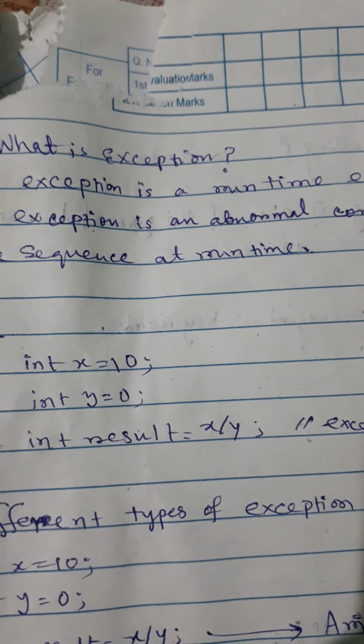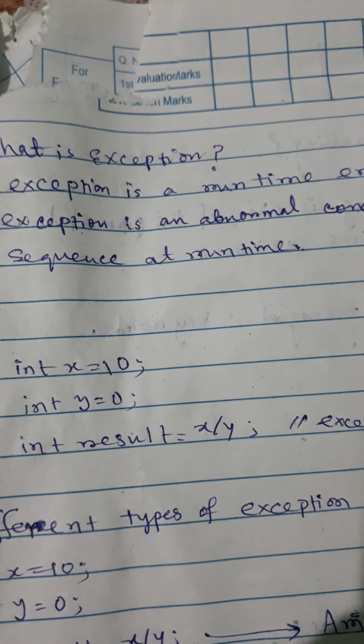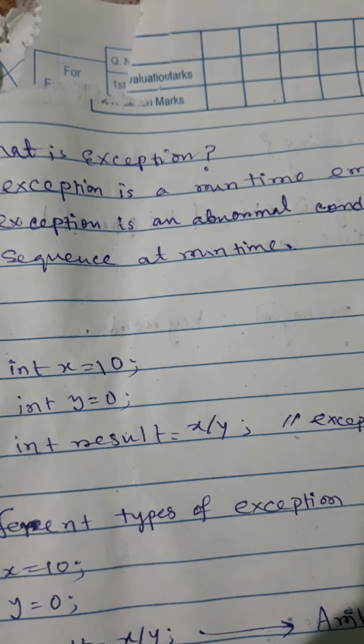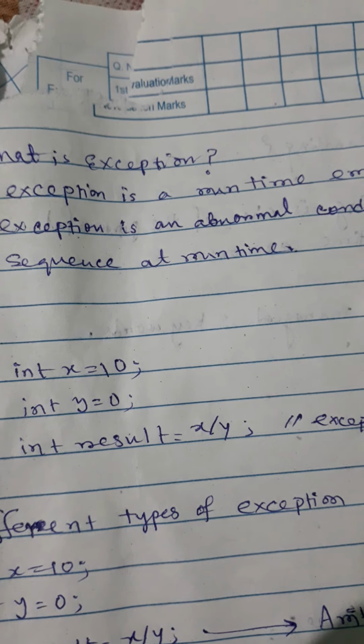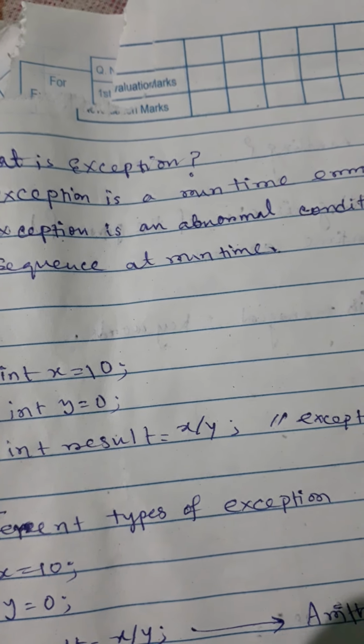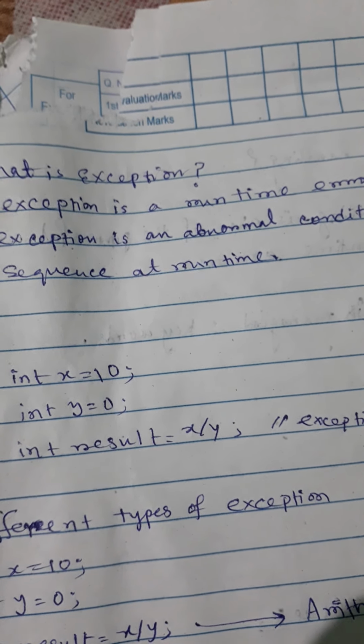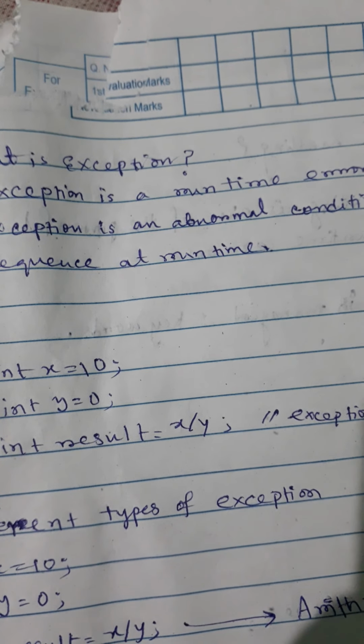Before going to exception handling, I want to say what an error is. An error is basically a wrong thing that can make a program go wrong. An error may produce incorrect output or may cause the system to crash. The types of errors are compile time error and runtime error.